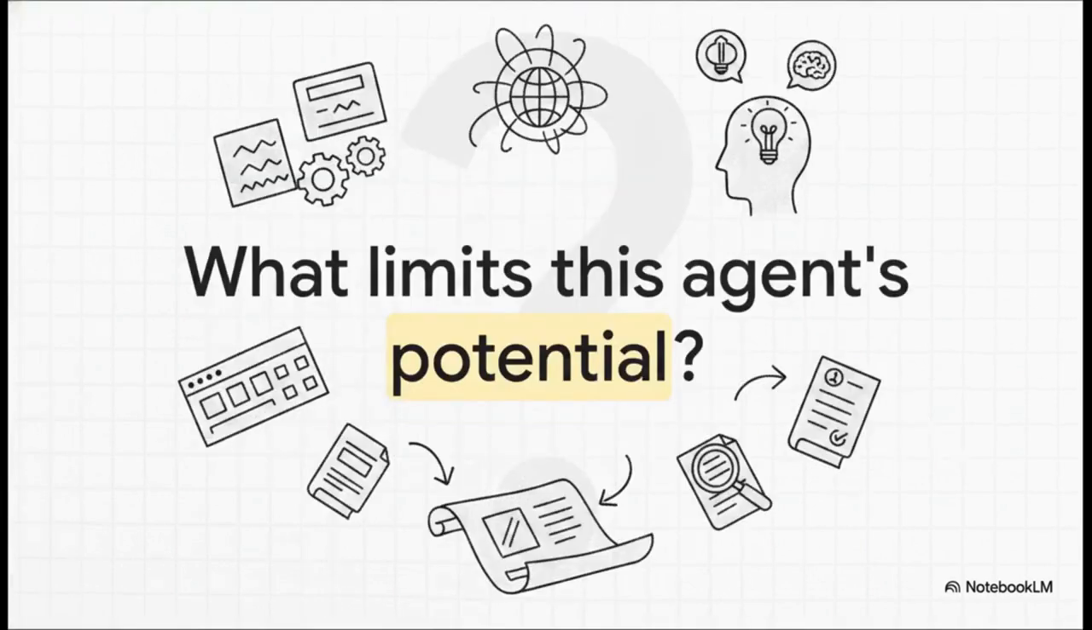We've seen the entire blueprint now, but I want to leave you with a final provocative thought as we wrap up this explainer. If an agent achieves absolute, flawless mastery over search, summaries, and citations, what actually limits its potential? Is it the internet itself? Is it processing power? Or is it simply the imagination of the human asking the questions?